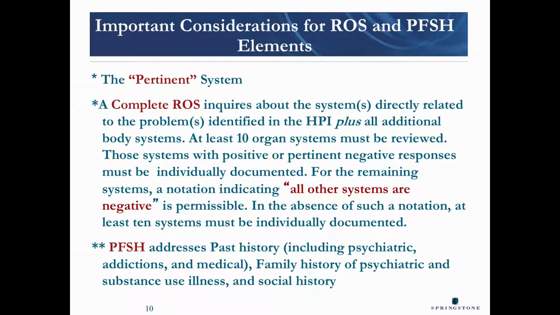For a complete system review, you need to have at least 10 of those systems that were on the previous screen addressed, and you can document it by only documenting the pertinent positives and negatives and then using the phrase all other systems negative. Now, you're going to need a complete system review for any new patient evaluation in order to meet the billing requirements for a new patient evaluation at the levels that you will typically be billing.